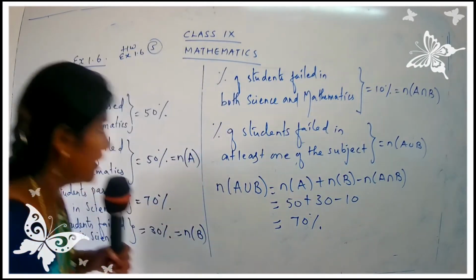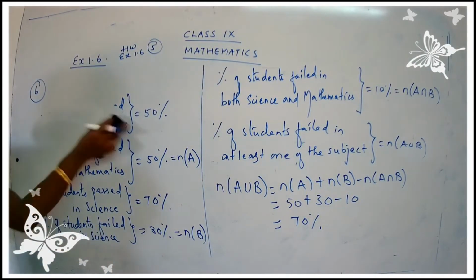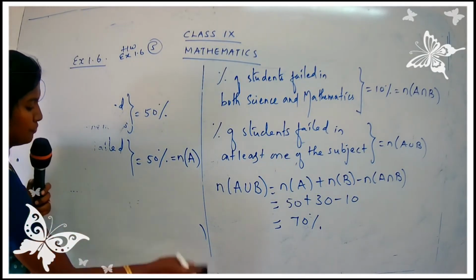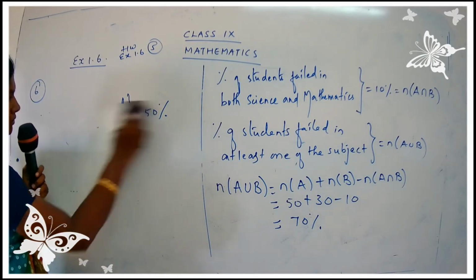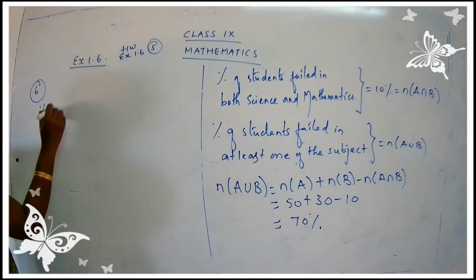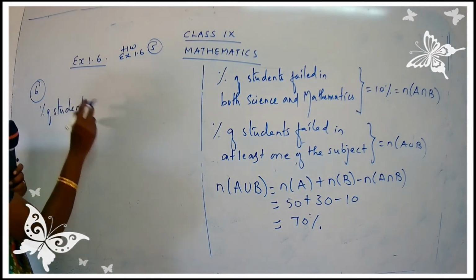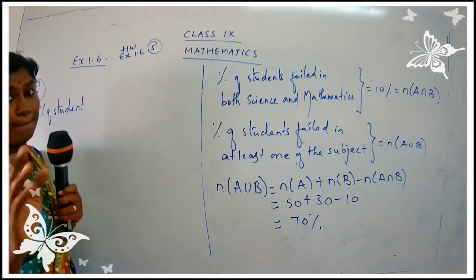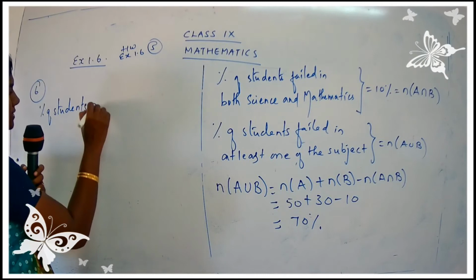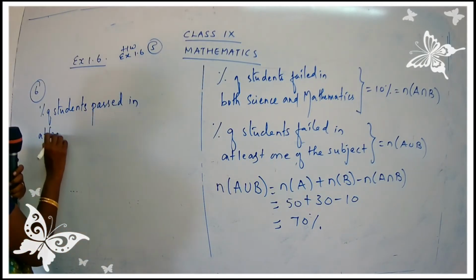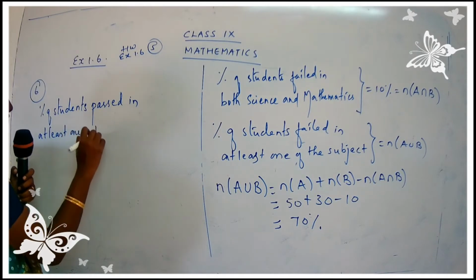Yes. Let's write down the detail over here. I hope you are going one below the other. The statements should be written one below the other. Just do not write like a story. So write down percentage of students. I am going to write the same statement, but in place of failed, I am going to put passed. Number of students passed in at least one of the subjects.